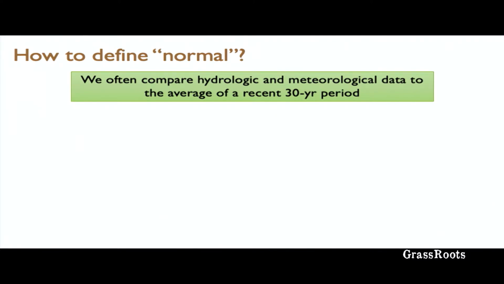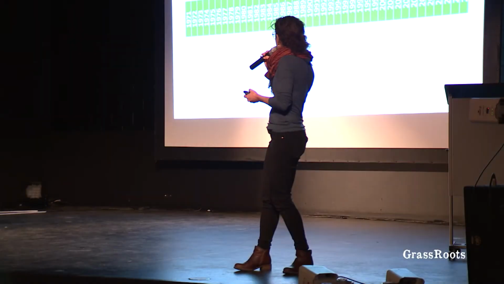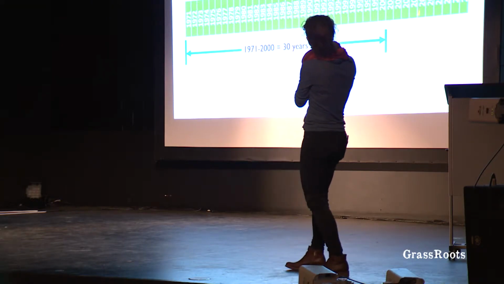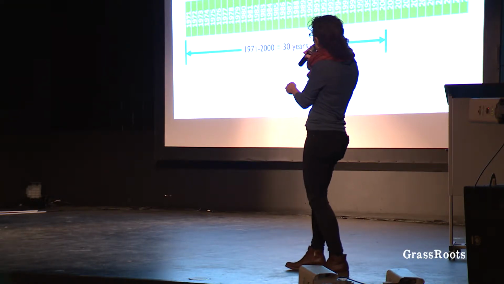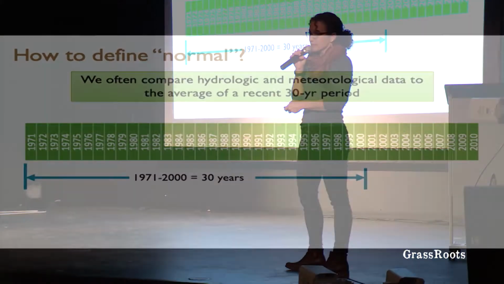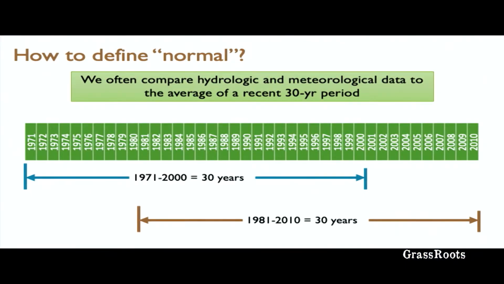All right. So we often compare what's happening now to what happened over the average of a 30-year period. And usually, for example, before 2010, we averaged from 1971 to 2000. After 2010, we now compare what's happening now to what happened between 1981 and 2010.